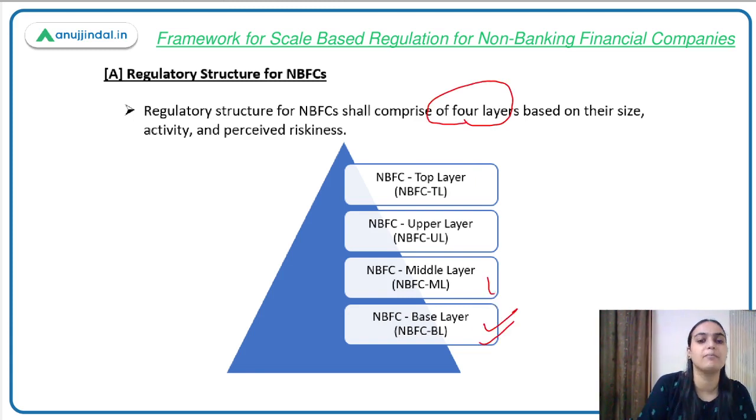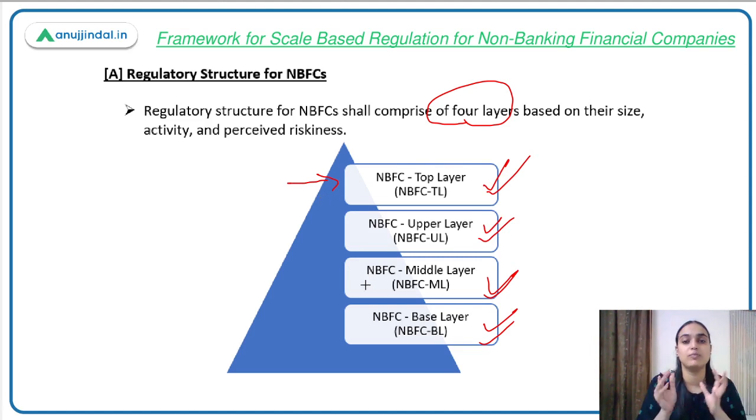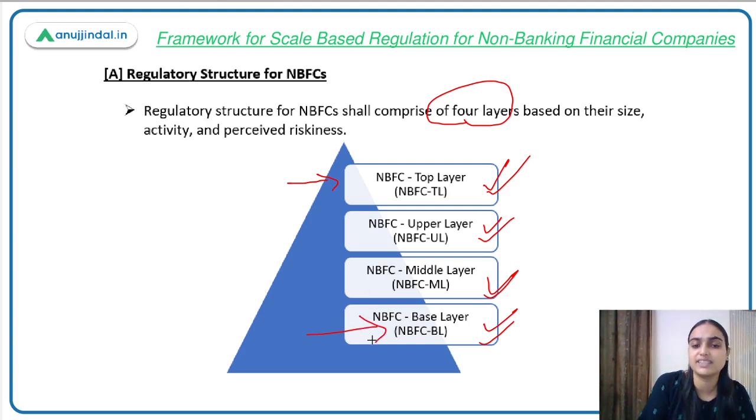Then we'll have a middle layer for NBFC, NBFC of upper layer and the top layer. So this is the topmost layer where the most risky NBFCs will be placed, which will be under really very high supervision. And then we have the base layer where comparatively less level of supervision and regulation will be there. So alag alag layers banayi gayi hai jisme sabse upar wale jo NBFCs hai unme hame zyada rules regulations lane hai vis-a-vis the lower levels.